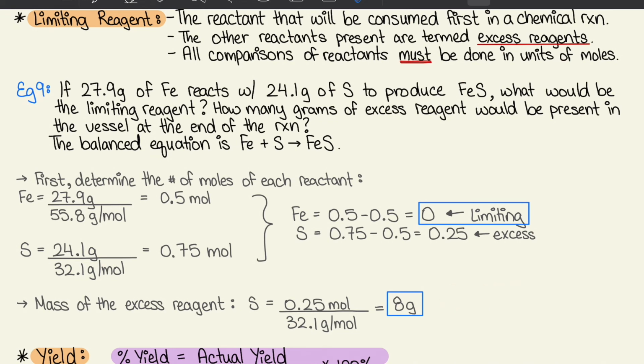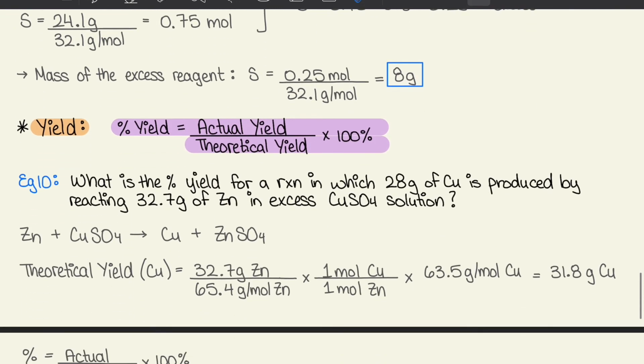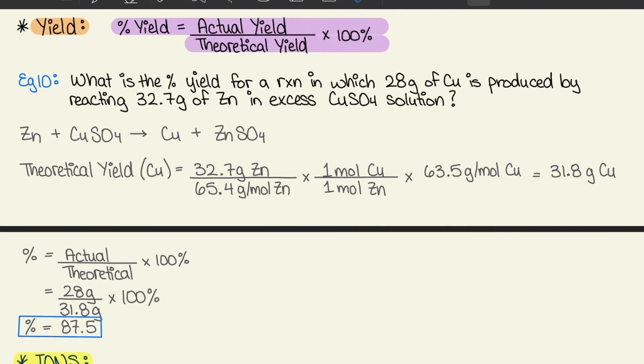Moving on to yield. Percent yield is equal to actual yield over theoretical yield times 100%. And I have another example here. What is the percent yield for a reaction in which 28 grams of Cu is produced by reacting 32.7 grams of zinc in excess CuSO4 solution?